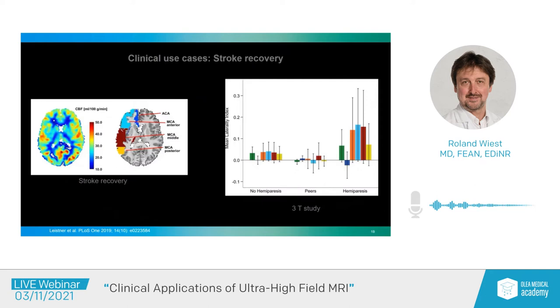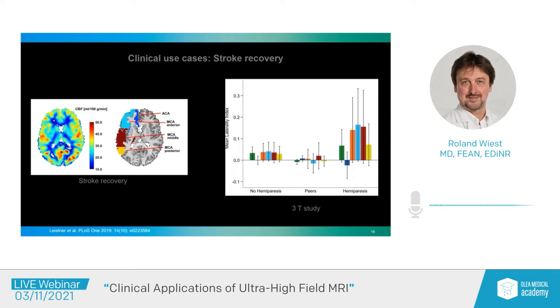Another potential, this is still data from a 7 Tesla study in children, is the follow-up of stroke recovery. So we know that during the early phases of stroke recovery, when the brain starts to reorganize and to rewire the areas that are closely related to the lesion, there is something that is called interhemispheric imbalance. That means that the contralateral hemisphere will start to take over part of the function, and the hyperperfusion in this contralateral area will also be increased. And in this pediatric study, we could recently show that this interhemispheric imbalance is rather low in children that showed no hemiparesis, whereas the children that showed an ongoing hemiparesis had a high level of imbalance.